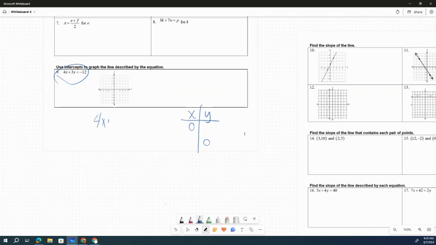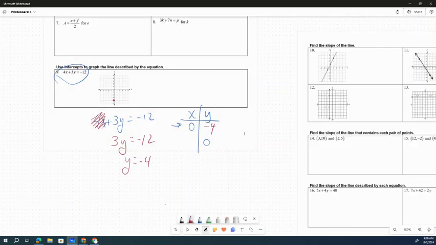So I have 4x plus 3y equals negative 12. If I'm looking for the y-intercept, I'm going to zero out my x. So 4 times 0, of course, is 0. I'm left with 3y equals negative 12, so y equals negative 4. I'm going to plot that point, (0, negative 4). That's down here because it's on the y-axis.